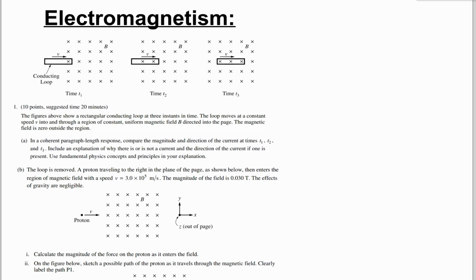All right, electromagnetism review. So electromagnetism, you should definitely be able to do a loop going through a field and a particle going through a field. And this is a question that has both of those.